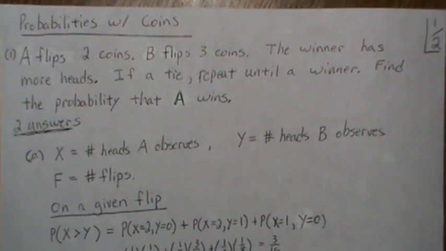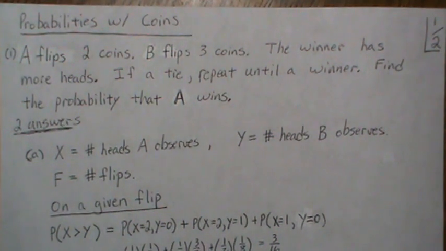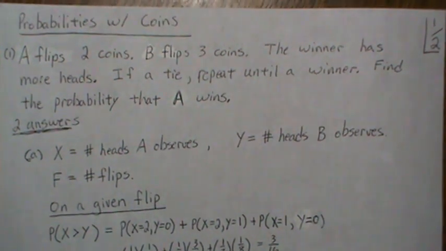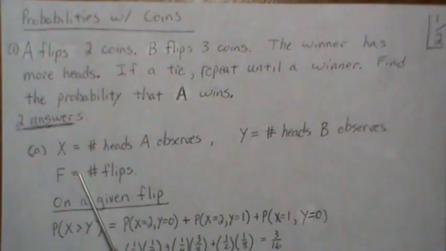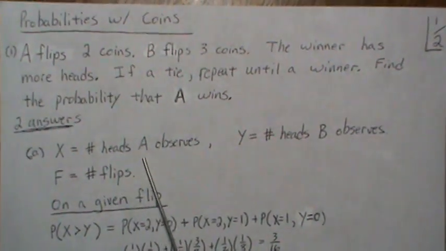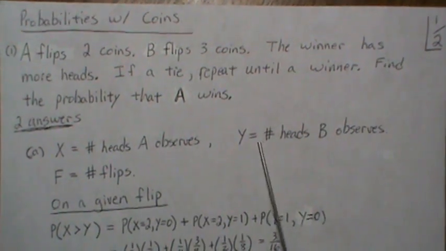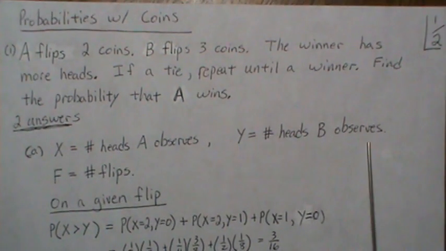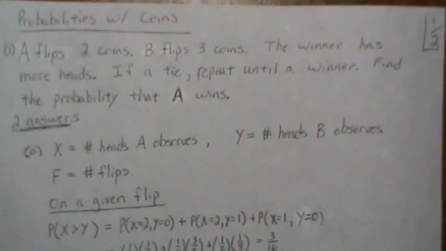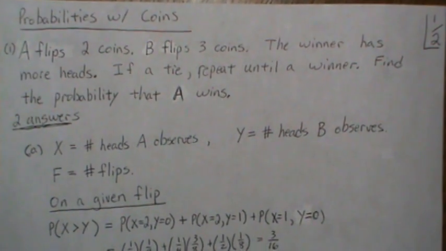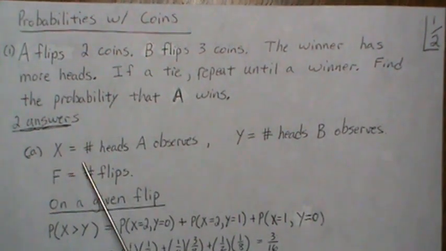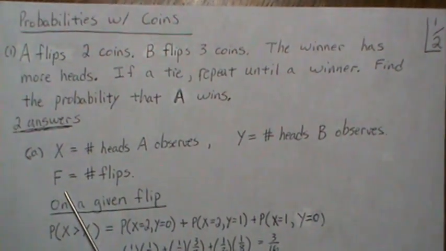And I have 2 different solutions here. I think one is probably more traditional and the other is a little more creative. The first one is more traditional. So let's let X be the number of heads A observes on a flip, Y is the number of heads B observes, and F is the number of flips. So they could win on flip 1 or flip 2, and F is a counter for that.